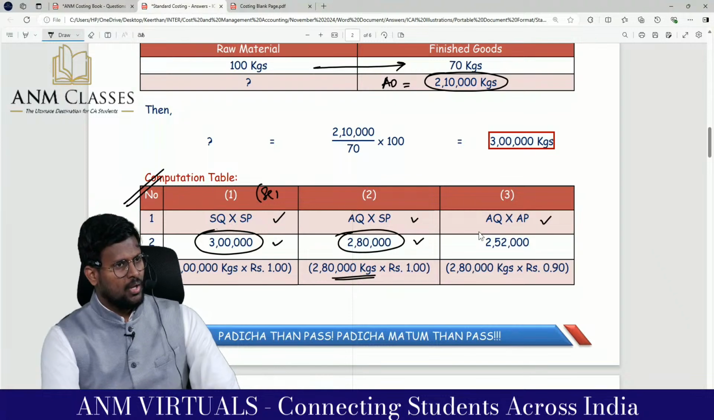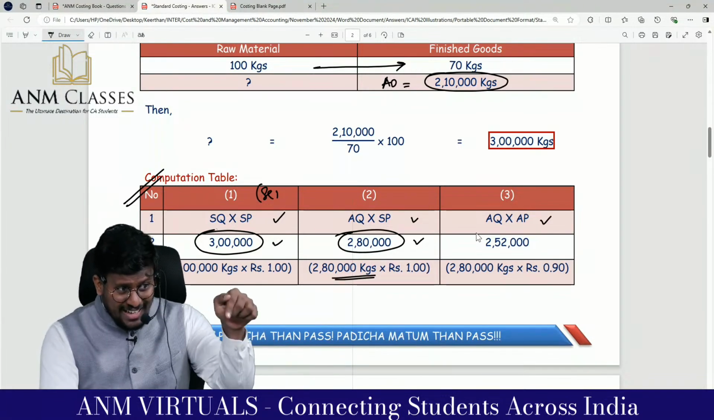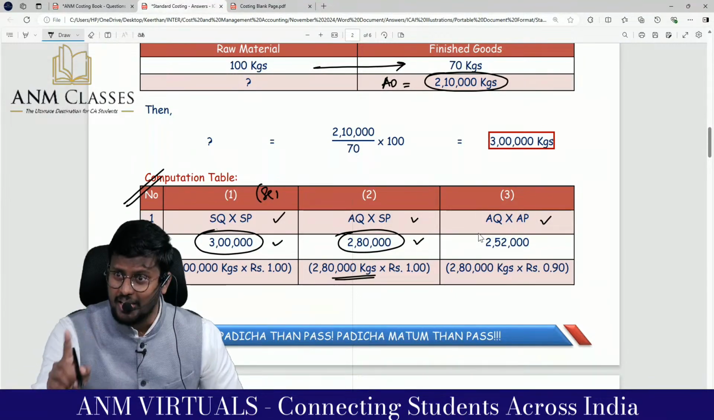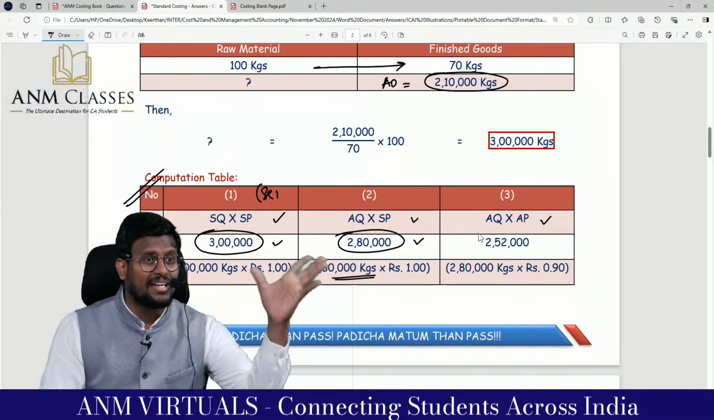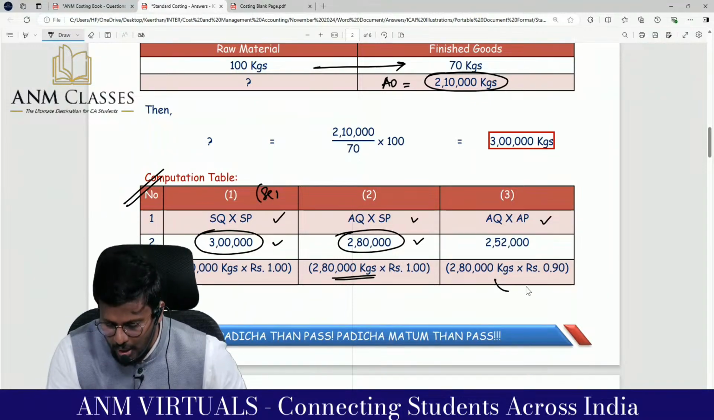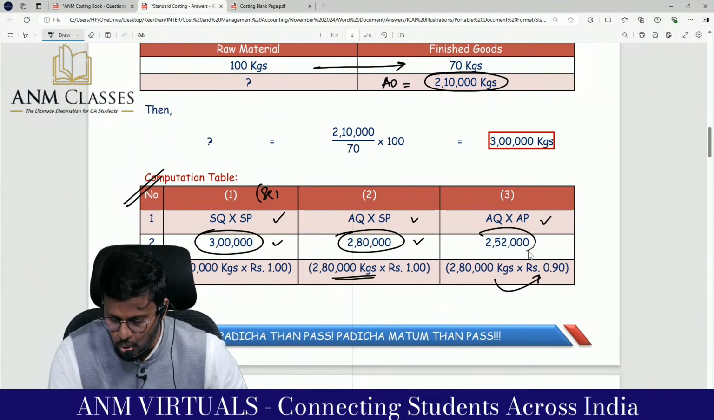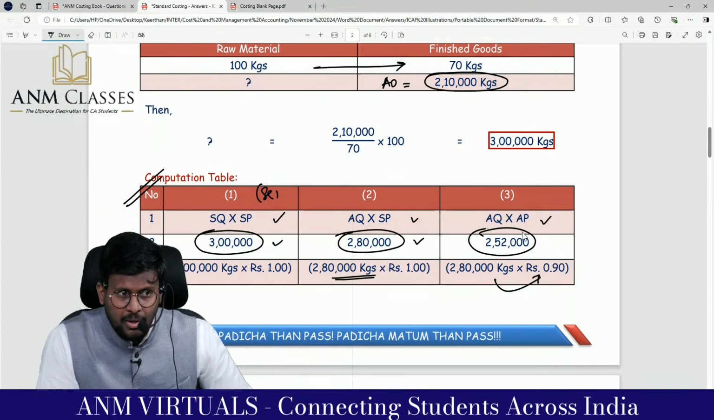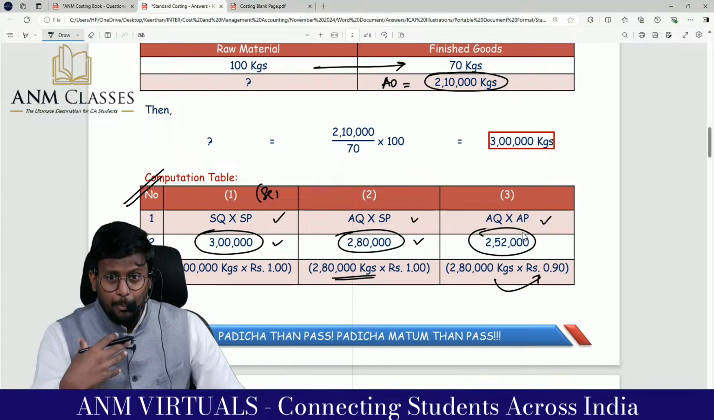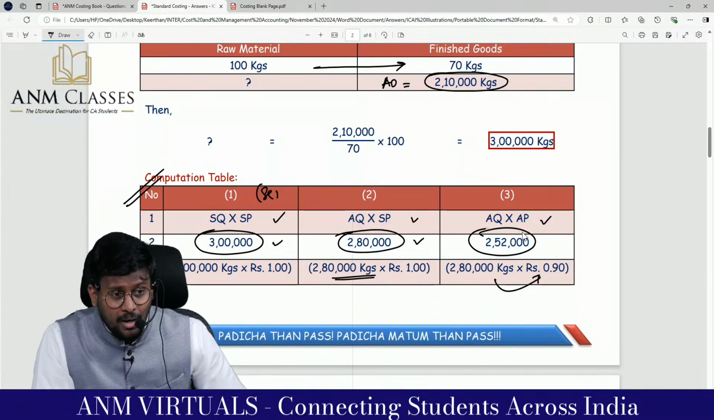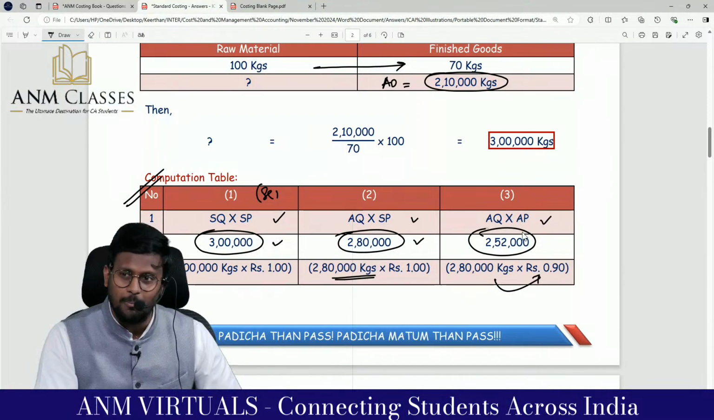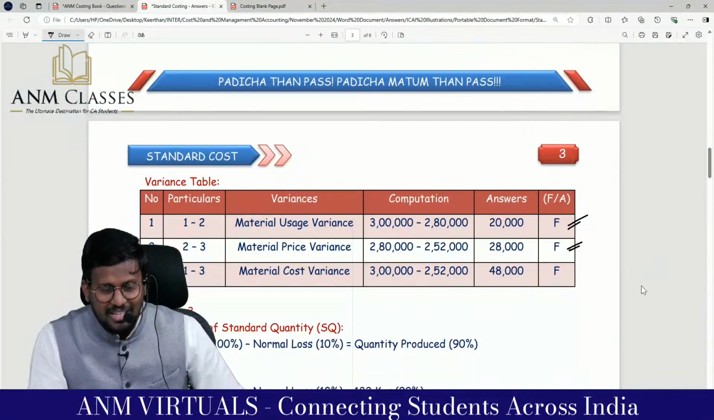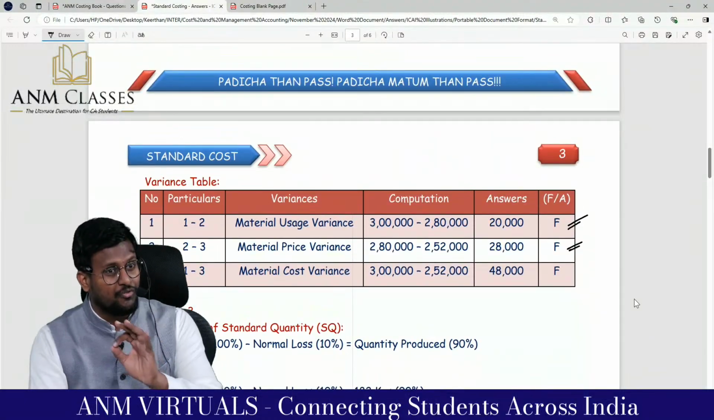Comfortable? Whereas for that 2,80,000 kg, I have not paid 1 rupee per kg. I have paid only 90 paise per kg. That means 2,80,000 into 90 paise comes to 2,52,000. So consumption is also favorable, price also favorable. My production manager performed very well. My purchase manager also performed very, very well. That means ultimately my material cost variance is favorable.